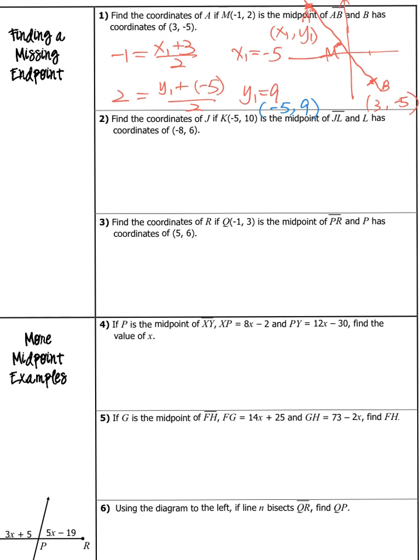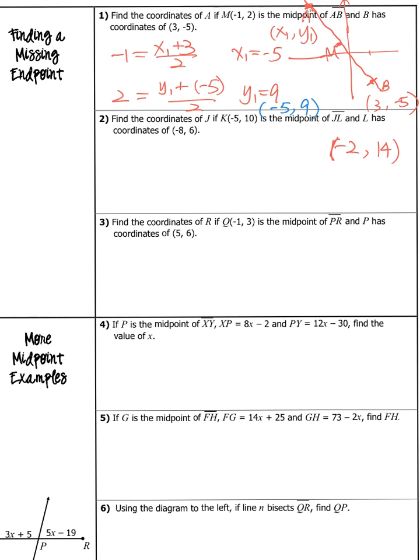Okay? So next, find the coordinates of J if K is the midpoint of JL and L has coordinates of -8 and 6. So again, a midpoint is given and an endpoint is given. It's asking for the other endpoint. This is the exact same approach as the first one, so I will not repeat this, but I will ask you to do it, and you should come up with -2, 14 as the final answer. If you have trouble, please come and see me or other teachers.